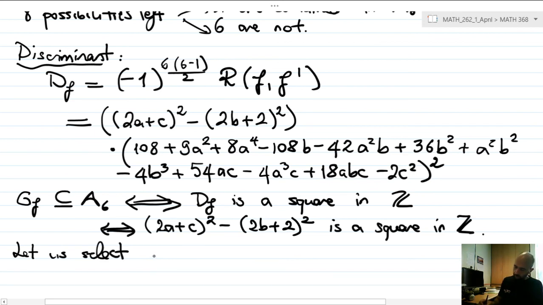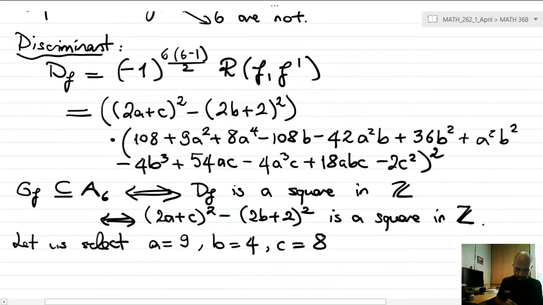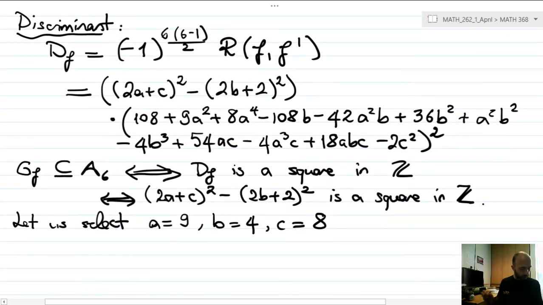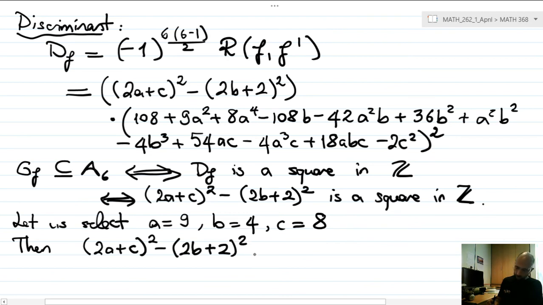Let us select A equals 9, B equals 4, and C equals 8. I was not really careful about this choice. I just chose something that came to my mind. So then you can compute that (2a plus c) square minus (2b plus 2) square is equal to 24 square. So it's a square now.